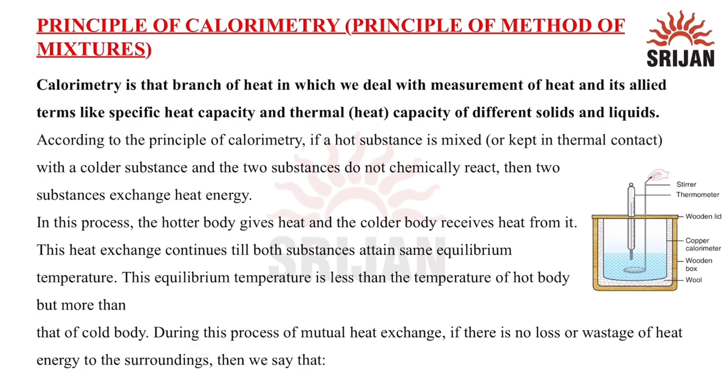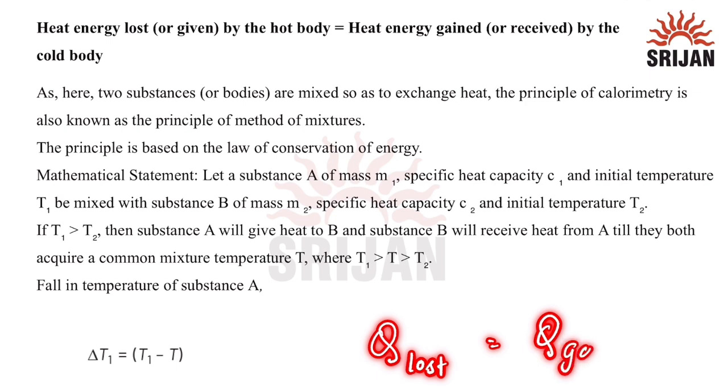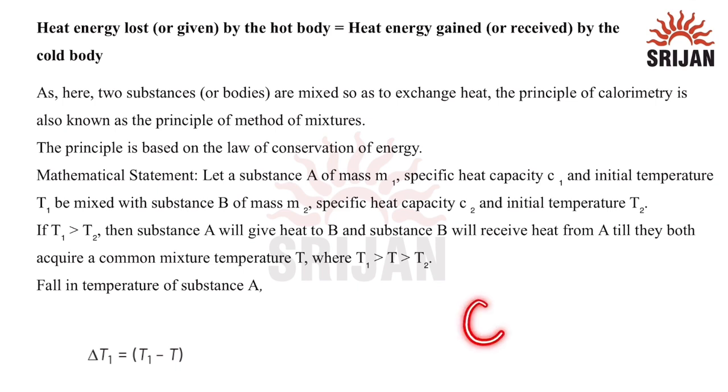Now, during this process of mutual heat exchange, if there is no loss or wastage of heat energy to the surroundings, then we can say that the amount of heat energy lost by one body would be equal to the amount of energy gained by the cooler or receiving body. As here we have two substances or bodies mixed so as to exchange heat, the principle of calorimetry is also known as the principle of the method of mixtures. This principle is based on the law of conservation of energy.